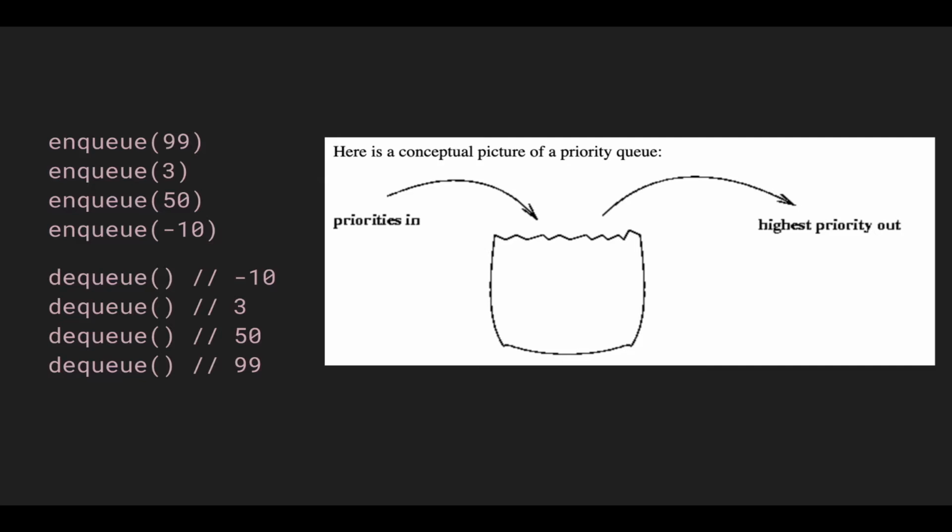And on the right, you have a conceptual picture of a priority queue. It's just kind of like a bag, and you put your priorities in, and what you take out of it is the highest priority. So it's similar to a queue in that you're enqueuing and dequeuing elements, but there's no inherent ordering with respect to time.